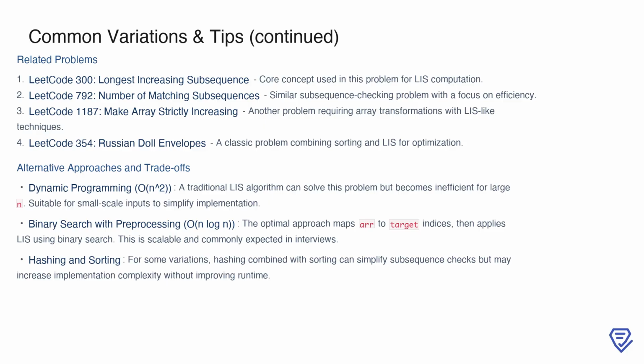interviews. Another option is combining hashing with sorting, which can simplify subsequence checks in certain variations of the problem. However, this approach might increase implementation complexity without necessarily improving runtime. By being aware of these alternatives and their trade-offs, you can adapt your solution strategy based on the specific constraints and requirements of the problem at hand.